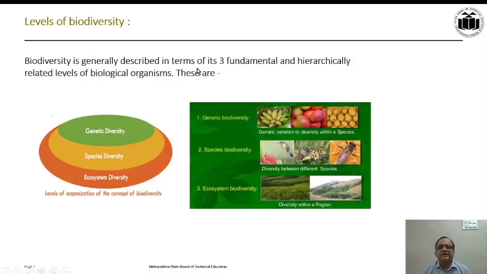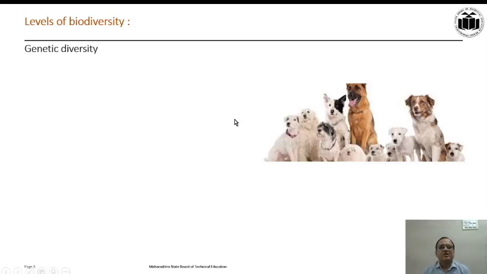Biodiversity is generally described in terms of its three fundamental and hierarchically related levels of biological organisms. These levels are genetic diversity, species diversity, and ecosystem diversity. Here, the examples of genetic biodiversity, species biodiversity, and ecosystem biodiversity have been given in this picture. Now we shall discuss all these levels of biodiversity one by one. First one is genetic biodiversity.